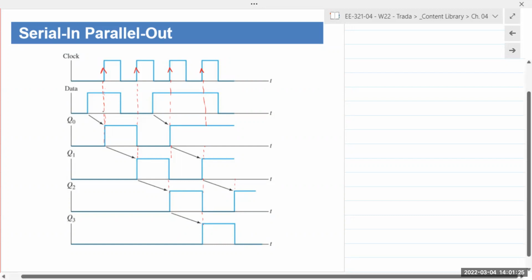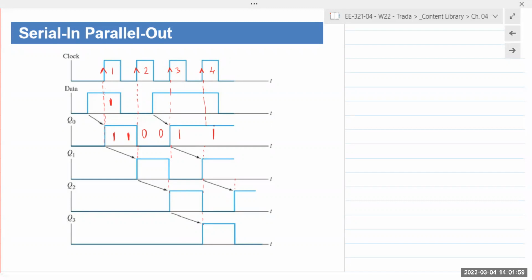And so when the data in comes in, this is 1 here, it goes to 1. It stays at 1 because there is no positive transition. So first positive transition, second, third, and fourth. At the second positive transition, Q0 goes to 0. Then at the third positive transition, data is 1, so it stays 1. The fourth transition, again, stays at 1 because the data is 1. After that, there are no more transitions, so Q0 stays at 1.